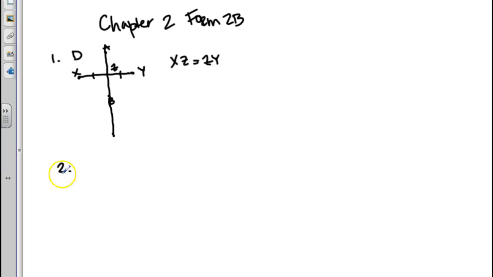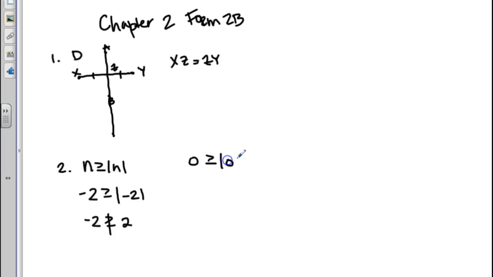Number 2, the answer is A. It says given n as a real number and the conjecture is n is greater than or equal to the absolute value of n, and we're supposed to find a counterexample. If I plug in -2, -2 is greater than or equal to the absolute value of -2. That is just not true. A negative is not bigger than a positive. And if you plug in all the other ones, although they're not greater, they are equal. So 0 is greater than or equal to 0. That's true because 0 equals 0. And the same would be true for 5 and 10. So the counterexample would be -2. So the answer for 2 is A.